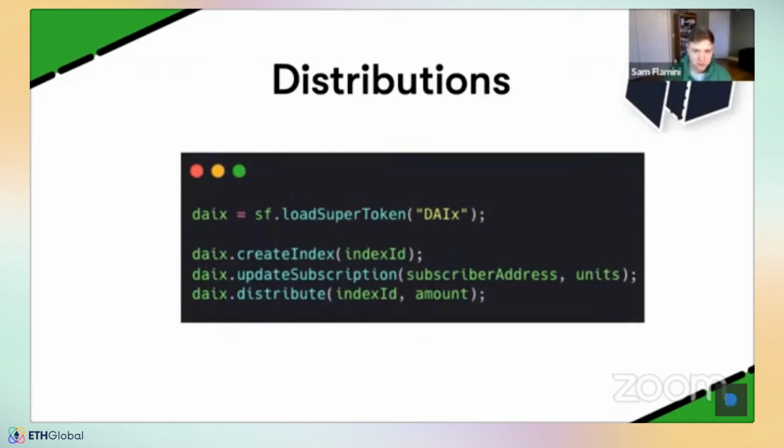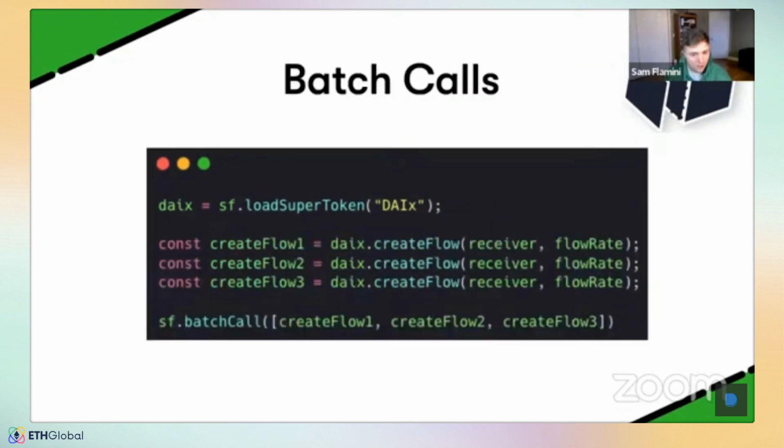I want to update a subscription, all this stuff. And you can also do things with our SDK, like batch operations together. So imagine I want to create 3 streams at one time. I can create a batch call using our SDK to literally open 3 streams at the same time, or 100 streams at the same time if I want to. But watch out for gas costs if you do a really large operation, but this is great for user experience.